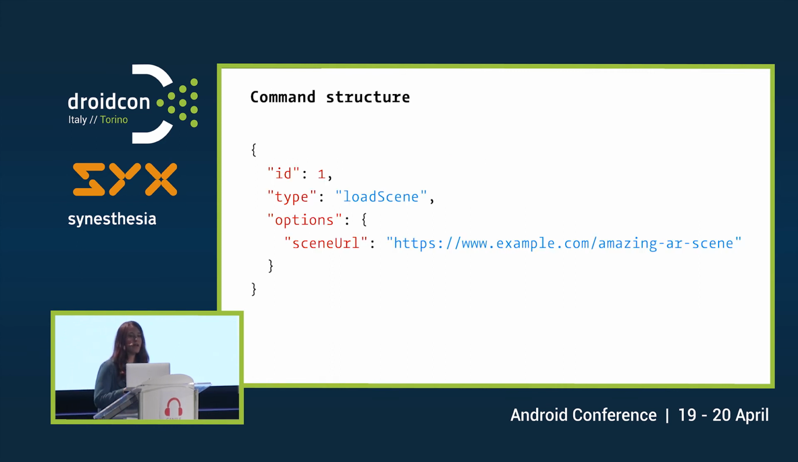So this is how a command is structured as JSON. You can see that we have an ID identifying the command, a type which will define what the command actually does, and any other required data stored in the options map. In this case, the command is for loading a scene, and the required data that we need is a URL where resources for the scene can be located.